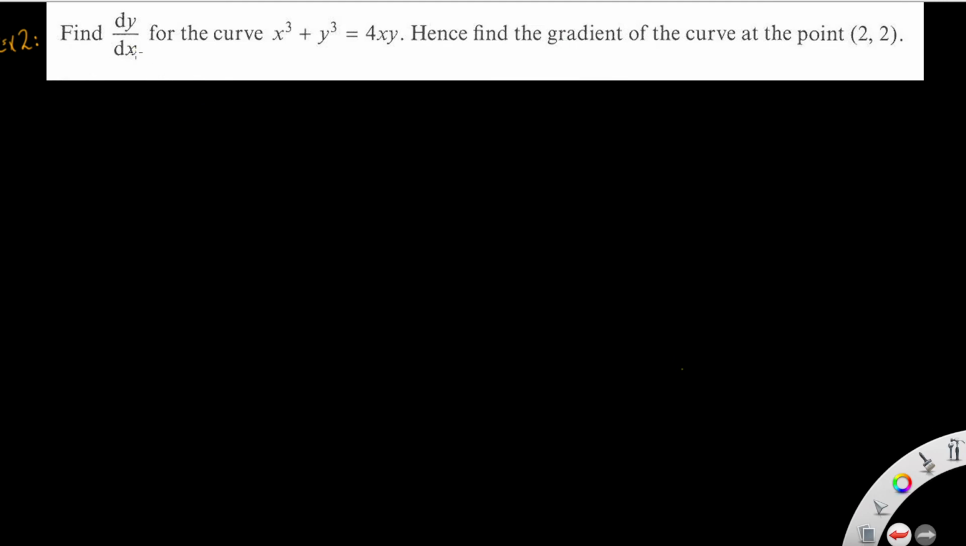Example 2. Find dy dx for the curve x cubed plus y cubed is equal to 4xy. Hence, find the gradient of the curve at point 2 and 2. Now, we want to use implicit differentiation to differentiate this expression. Differentiation of x cubed, so it will be 3x squared plus differentiation of y cubed, it will be 3 y prime y to the power of 2 is equal to, here product rule must be implemented. Differentiation of 4x is 4 times y plus differentiation of y is y prime times 4x.